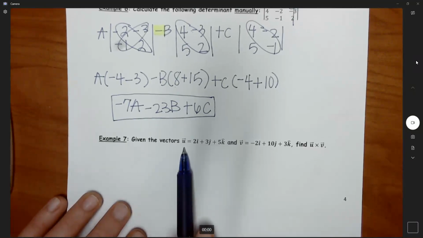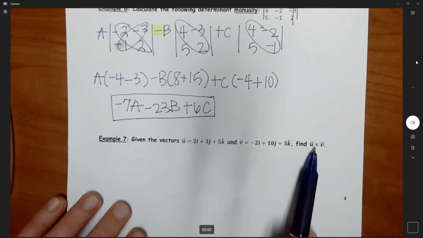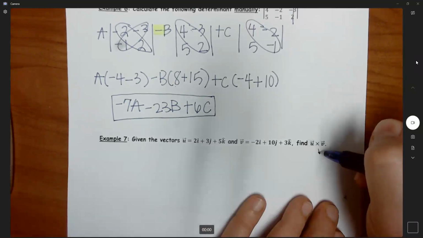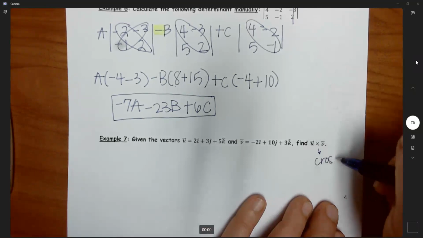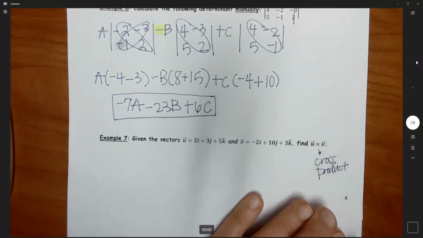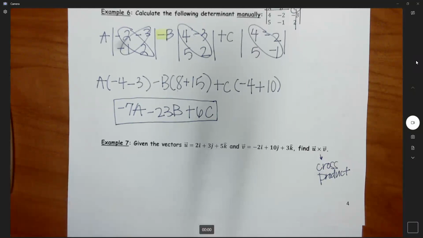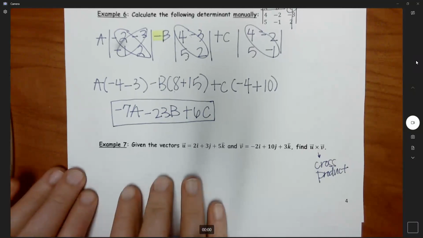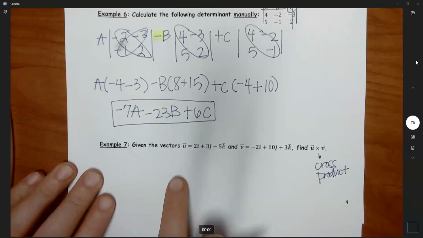So given the vectors U and V, we need to find the cross product. Now, I have this as a kind of a bonus example here. You will not be given a problem like this in my math lab. So I'm just going to go ahead and set it up.